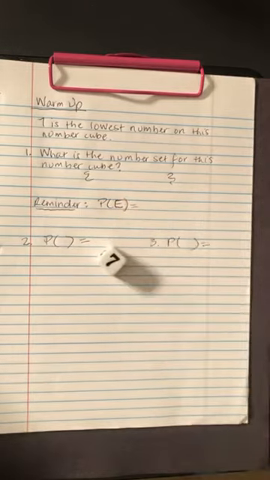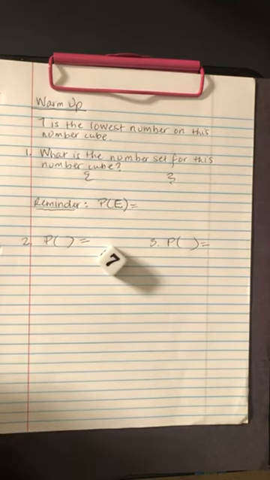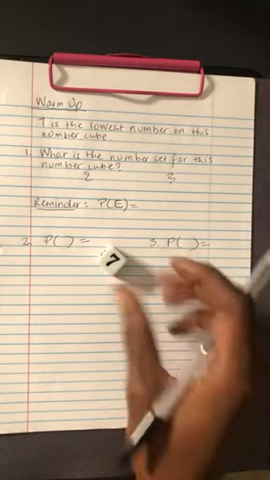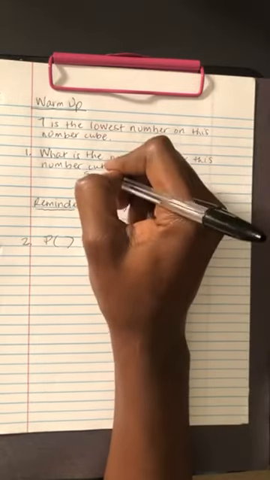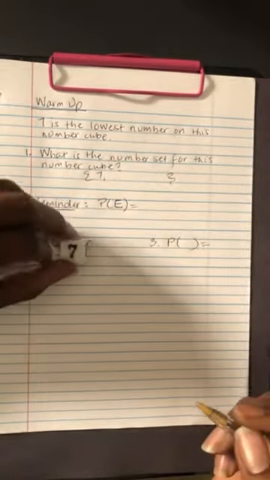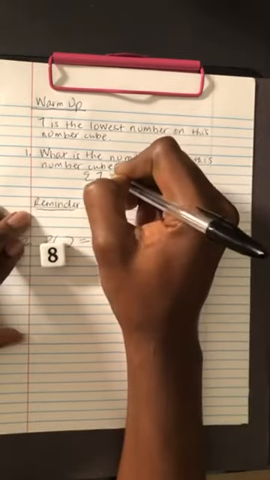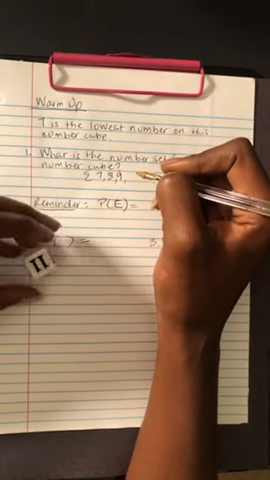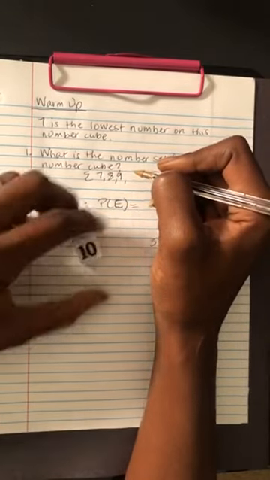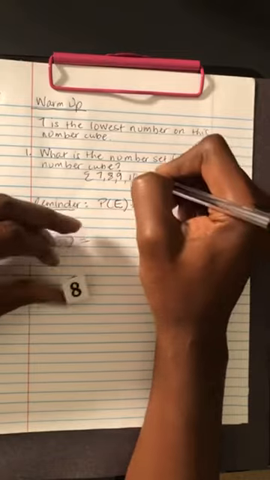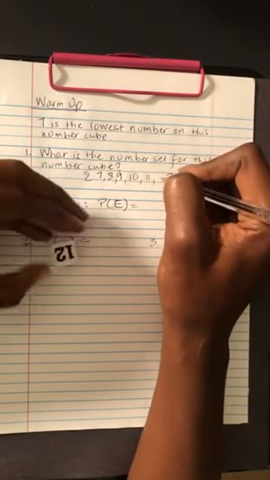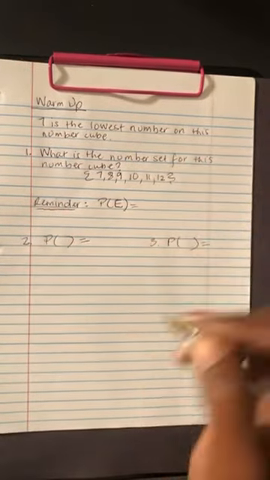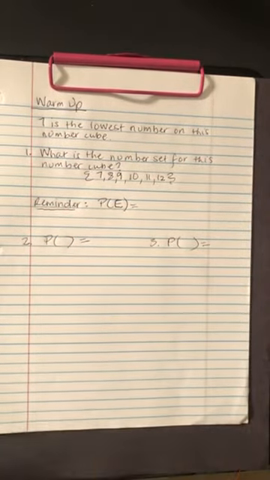So if 7 is the lowest number, and we know that a number die has 6 sides, we'll come back to that. We'll just go through it right quick. 7, 8, 9, where's my 10? 10, 11, and did I show 11? I was moving too fast. 11 and 12. So hopefully you already knew that. Hopefully you were with me, and that's our number set.